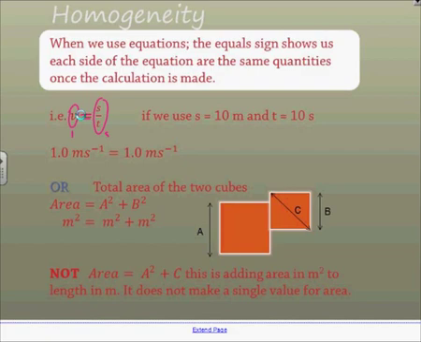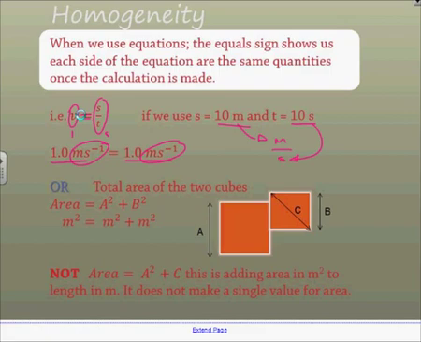the equation will work. So in this case, if we put in 10 meters and 10 seconds into the equation, we get 1 meter per second, and this side we also get 1 meter per second. So we're saying that because of those units, they both have the same meaning. We're dividing meters by seconds.